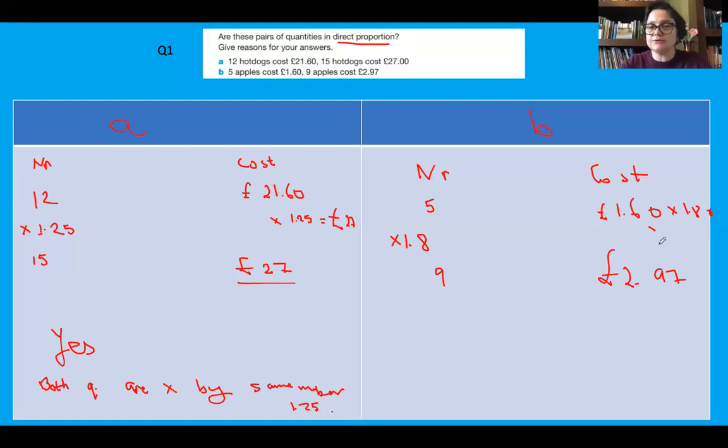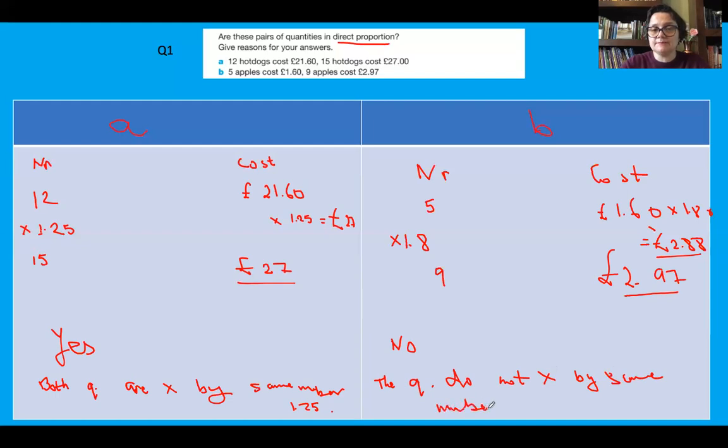The answer is going to be 2 pounds and 88 pence. And as you see, our answer doesn't match the cost of 9 apples. And that means these two quantities are not in direct proportion. The answer is no. And then you can say the quantities do not multiply by the same number.